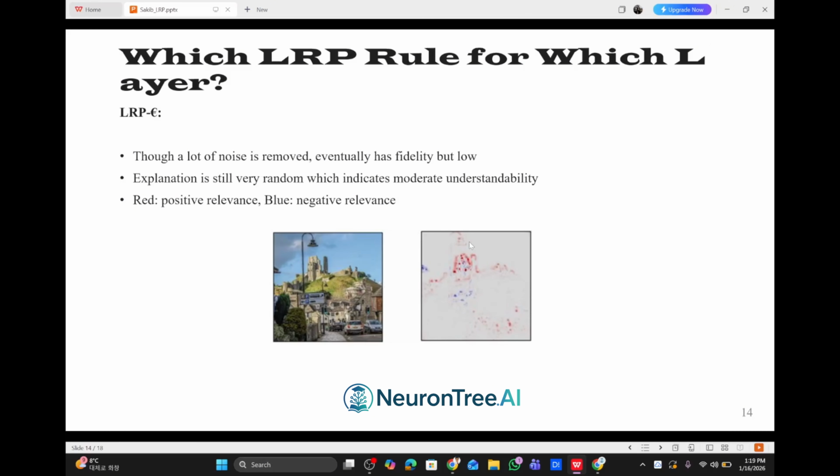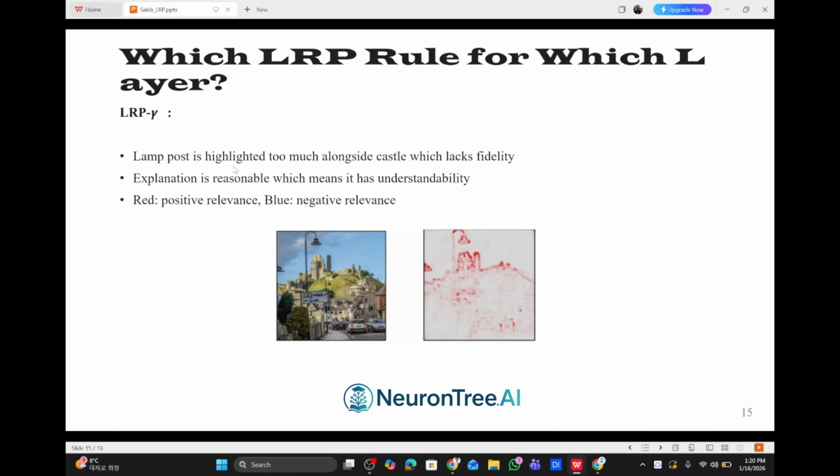For the LRP epsilon rule, we can see it really reduced a lot of noise here, as we discussed in the equation. But fidelity is still low because you have to remember the model's main objective is the castle here. But besides the castle, there are many other things, like this area, that the model tried to classify as positive. So we can say it has fidelity but low. And for the explanation, we can moderately understand there is a castle, but we cannot be 100% sure whether it is a castle or not. So it's a moderate one in terms of understandability.